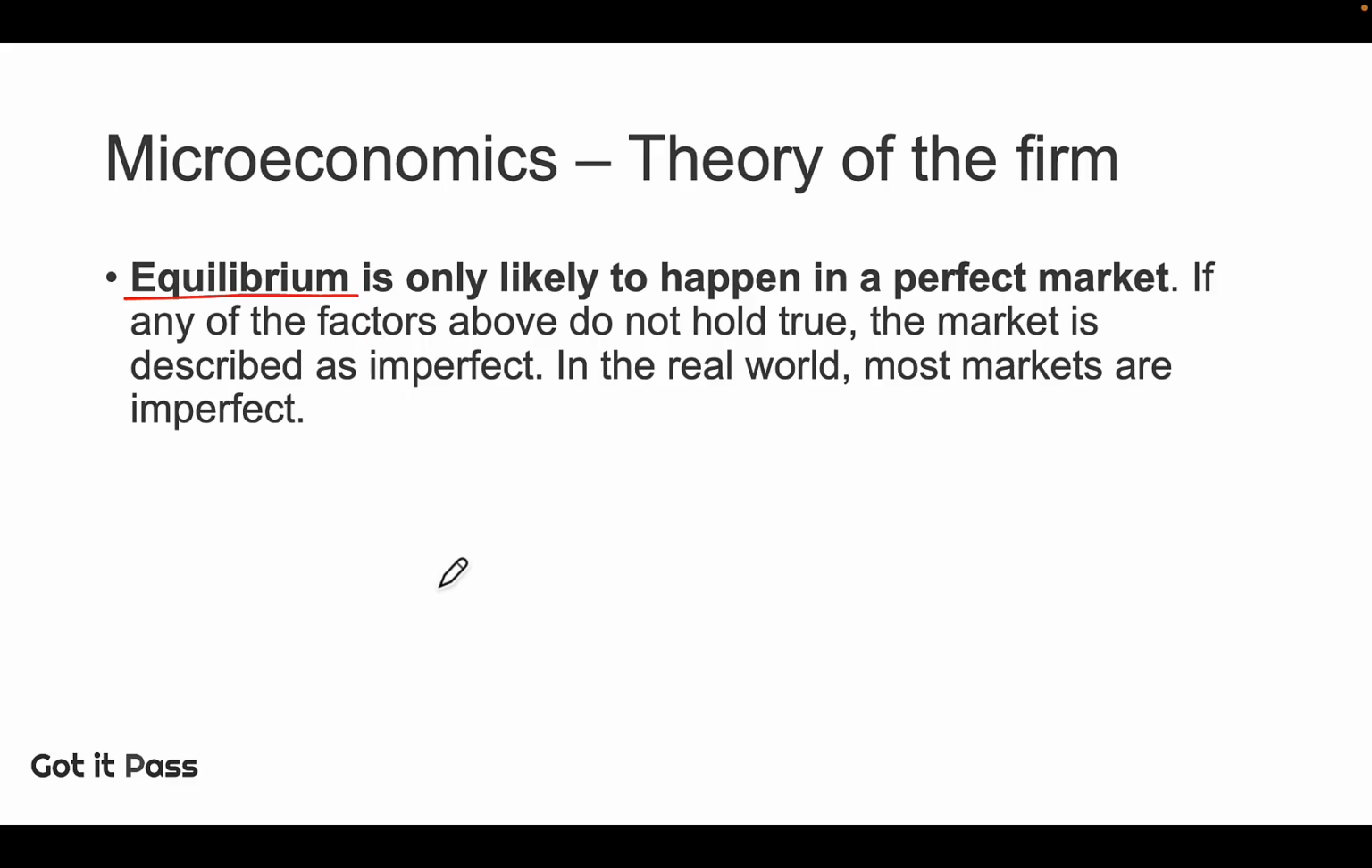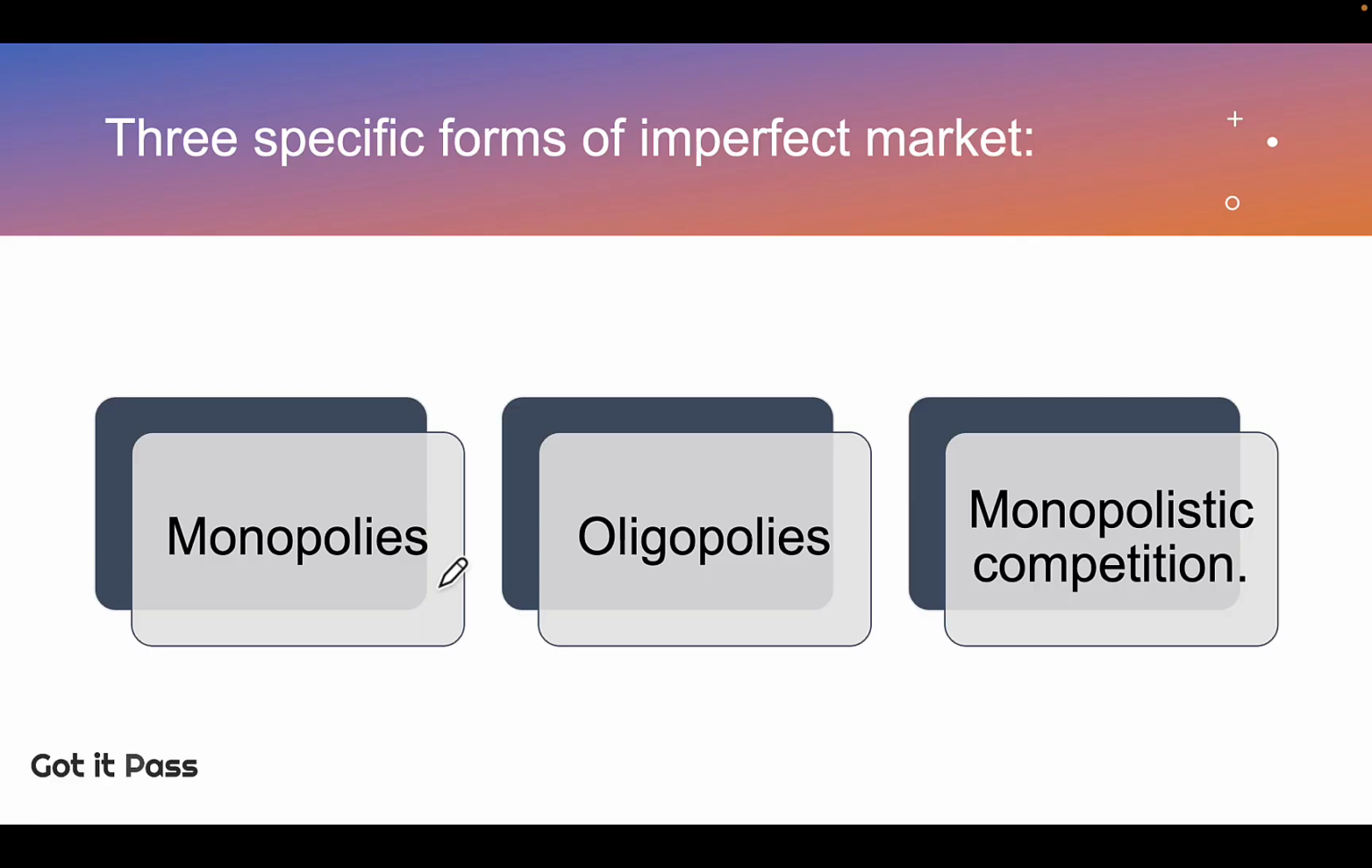Then we discuss imperfect markets. There are three specific forms of imperfect markets. First, monopolies. Next, oligopolies. And the third one is monopolistic competition. Let's go through them one by one.